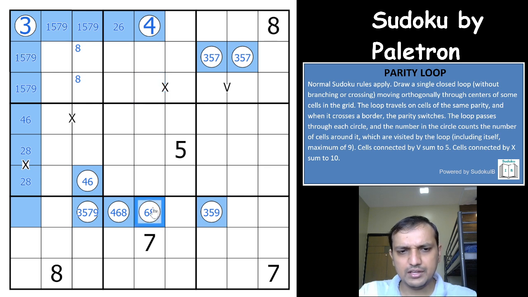If this is an 8, this cannot be an 8. Amazing. If this is an 8, take maximum of 3 cells of this box being part of the loop. At least 5 cells would be in this box, and 5 cells cannot be even in a single box. So this would have to be a 6.